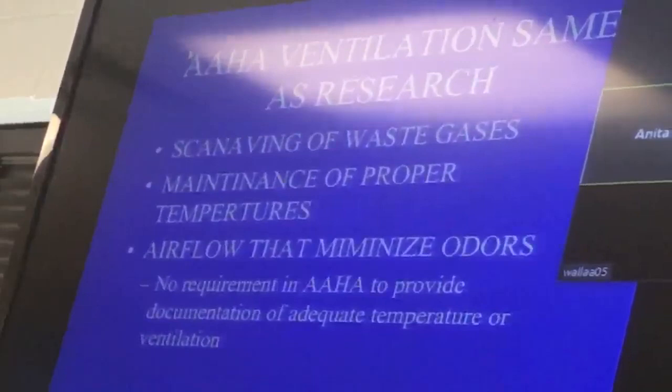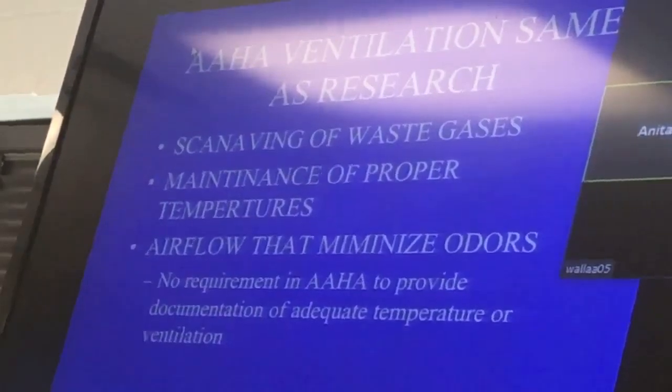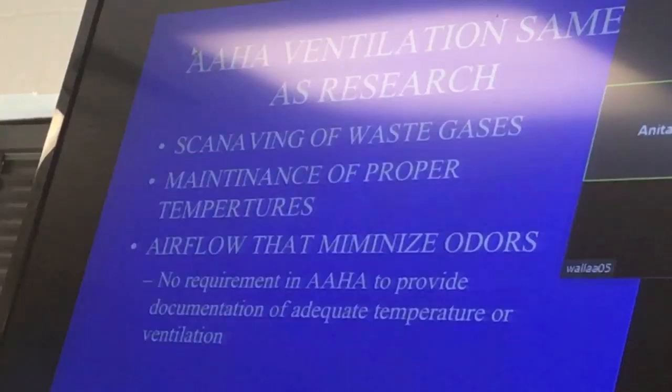So the ventilation requirements for AHA are similar, the same as research: scavenging of waste gases, maintenance of proper temperatures. I would add temperature and humidity is an important criteria for a lab animal setting. Private practice settings don't really focus much on humidity, but it is something that you should be aware of. It's a critical component to maintaining adequate temperature, and airflow to minimize odors.